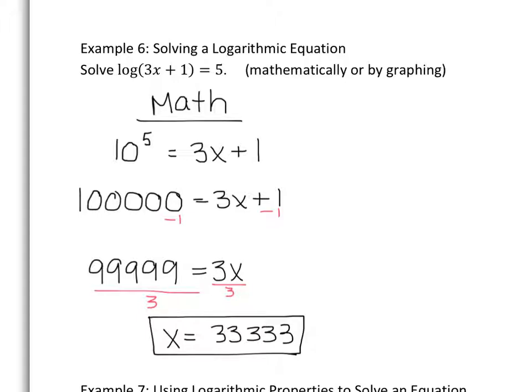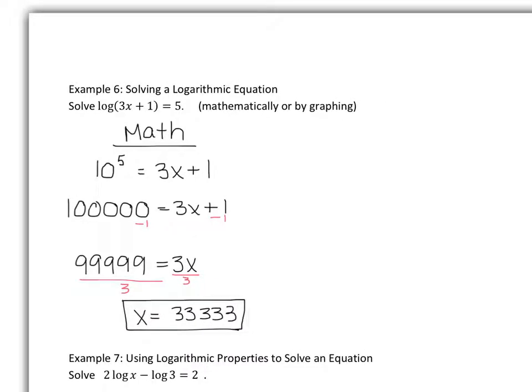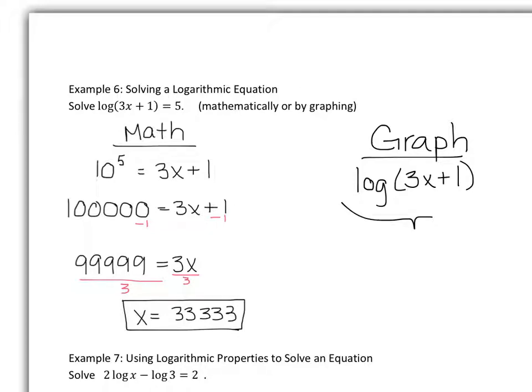Okay, so the other method is by graphing. Since it's base 10, we can put it in the calculator. So log of 3x plus 1, you put that in y1, and then put 5 in y2, and find the intersection. Now, it's a really big x, so you may have to make your window larger. But you should get exactly the same answer. It's also a great way to check yourself.